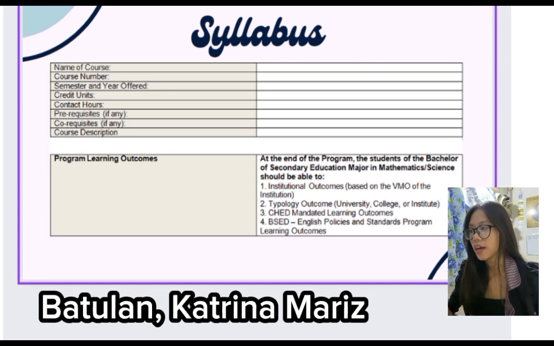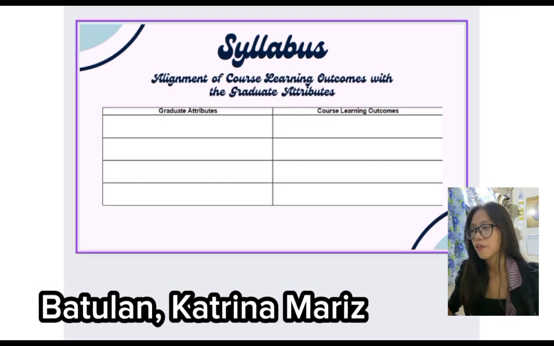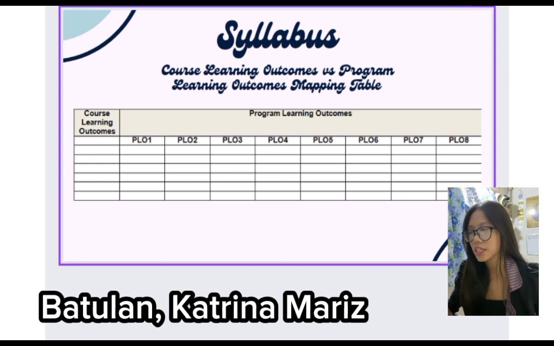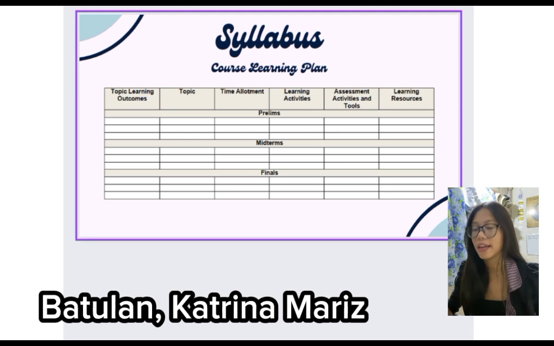Under the syllabus, there are also different tables or templates for the alignment of course learning outcomes with the graduate attributes, the course learning outcomes versus program learning outcomes mapping table, and the course learning plan. Under the course learning plan, we have topic learning outcomes, the topic, the time allotment, learning activities, assessment activity tools, learning resources for prelims, midterms, and finals, and the final course requirement.